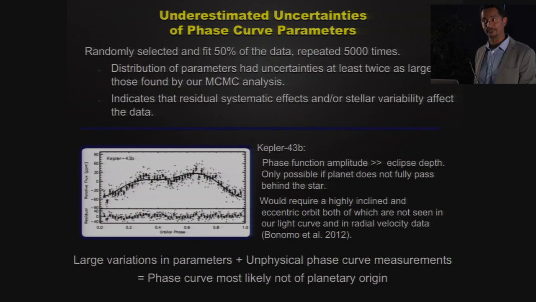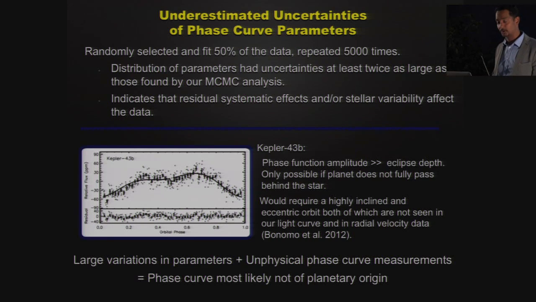I should mention a word of caution. We also did a bootstrap analysis of the data in order to compare to the errors that we get from the Markov chain Monte Carlo analysis. And the caution is that we do find that there are residual systematic and/or stellar variation effects that are often not accounted for in the errors that people report in the MCMC fitting. So that's something to be aware of and be cautious of.